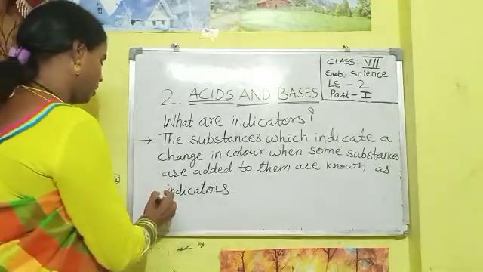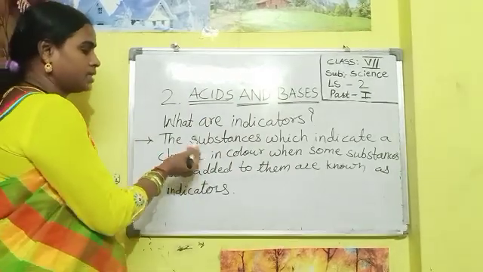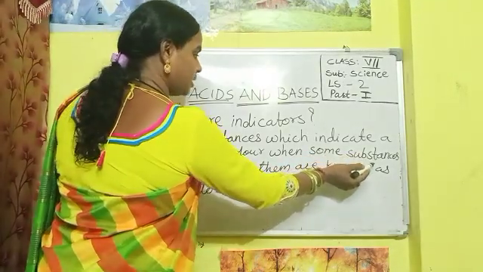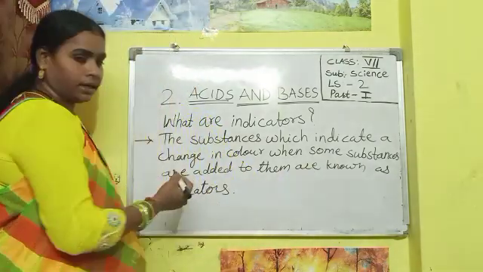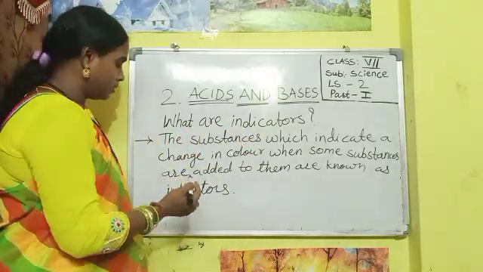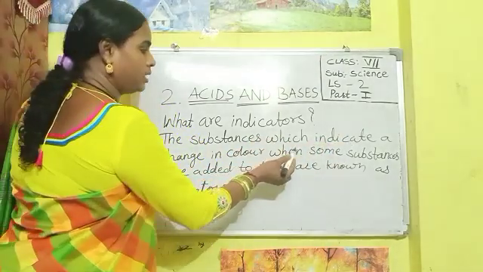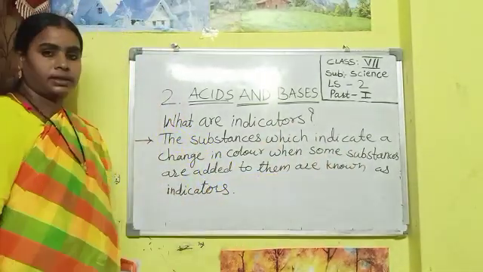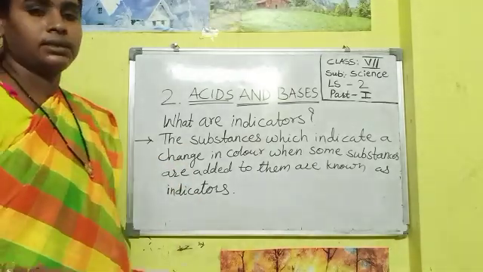Okay, so children, you have to repeat with me. What are indicators? The substances which indicate a change in color when some substances are added to them are known as indicators. Are you repeating with me? Once again repeat. What are indicators? The substances which indicate a change in color when some substances are added to them are known as indicators. So while writing, note into the notebook. Okay, come on, start.